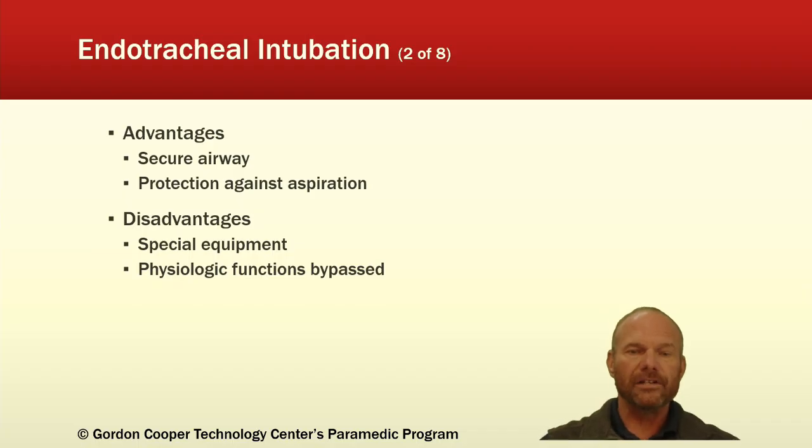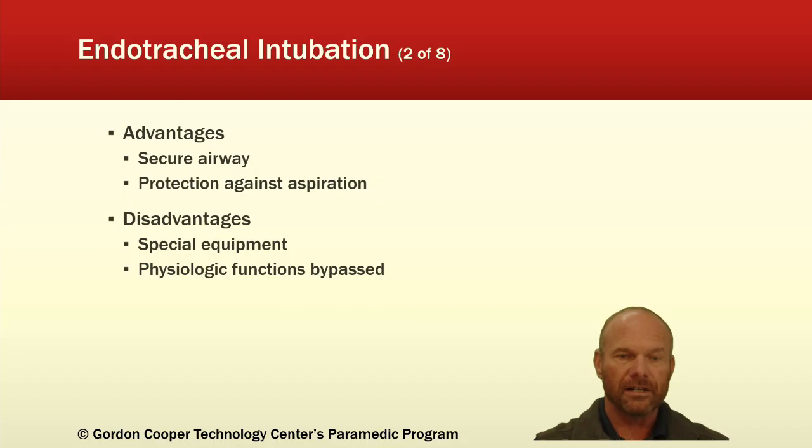Now, tracheal intubation has been labeled as the gold standard for airway control. It's considered the most reliable way to fully control the airway in these critical situations that we're talking about. It has some advantages. It provides a secure airway, so it minimizes the risk of obstruction or displacement. It also protects against aspiration, which is one of the biggest benefits to this over any other airway, preventing stomach contents or other substances from entering the lungs.